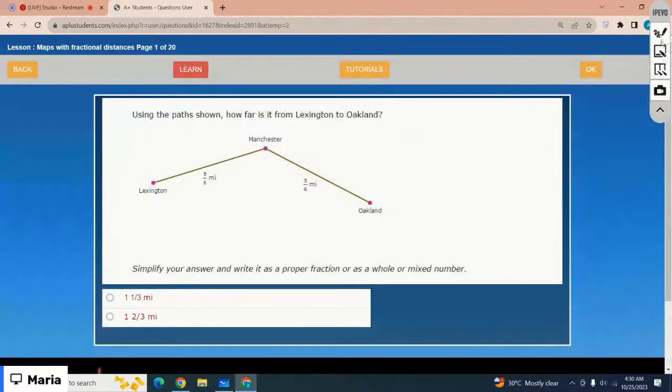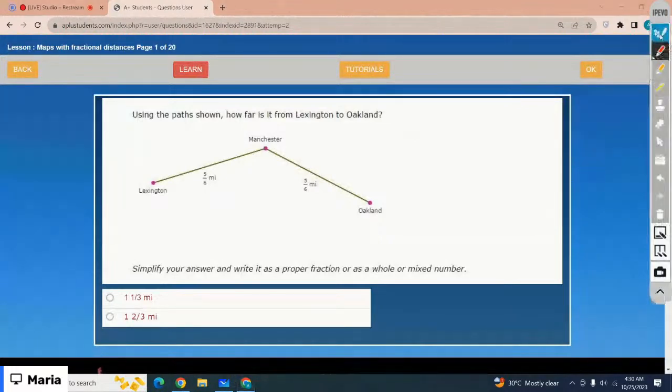Okay, using the path shown, how far is it from Lexington to Oakland? You have to calculate the distance from here to here, right? You are given from Lexington to Manchester 5 by 6, and from Manchester to Oakland it is 5 over 6. So basically you need to add both the distances. 5 by 6 plus 5 by 6, that is 10 over 6, right? So when you divide 10 by 6, 6 times 1 is 6, you have 4.